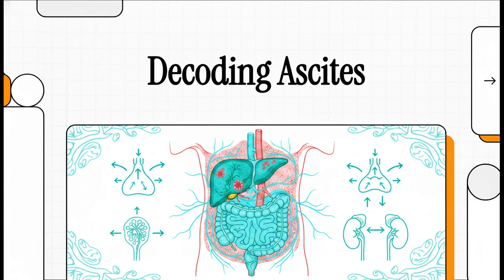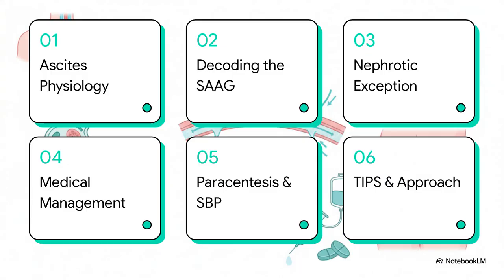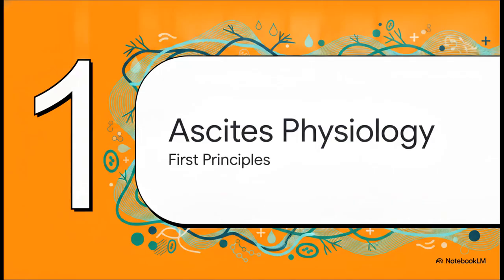By the time we wrap up this explainer, the goal isn't just to memorize what causes ascites. We want to truly, fundamentally understand exactly why it happens, how to logically diagnose it, and of course, how to effectively treat it. So, here's our game plan for today. We'll start with the physiology of ascites, move on to decoding the SAAG, and then cover the nephrotic syndrome exception. After that, we'll hit stepwise medical management, dig into paracentesis, albumin, and SBP, and finally wrap up with tips and our final clinical approach. All right, let's jump right into part one.